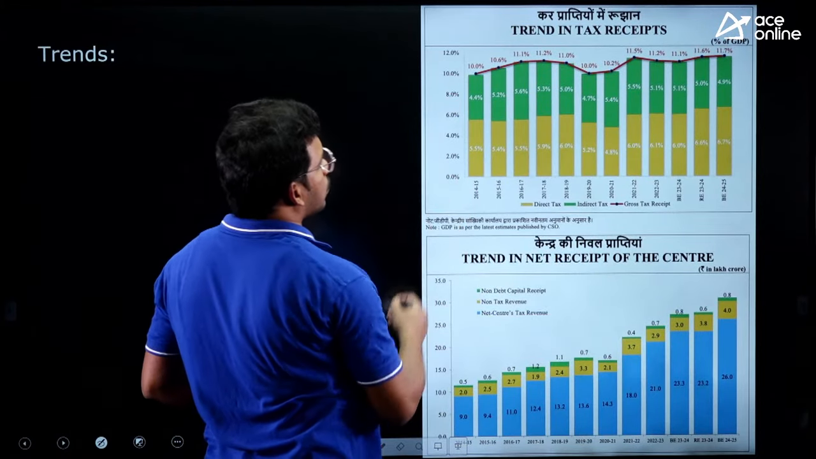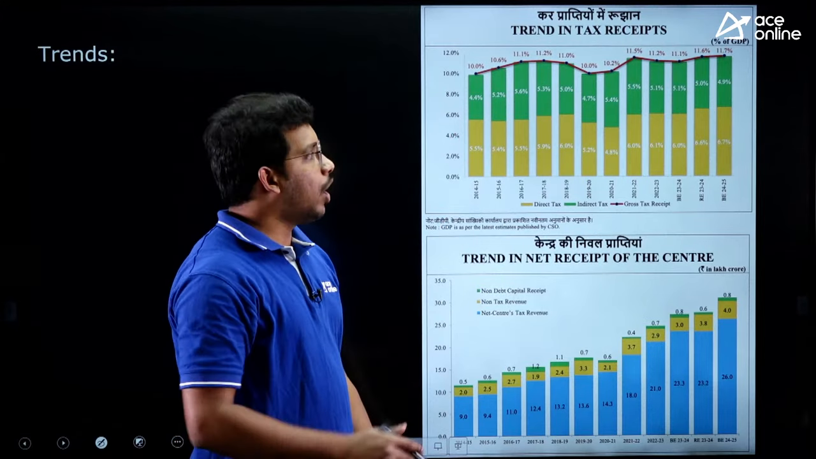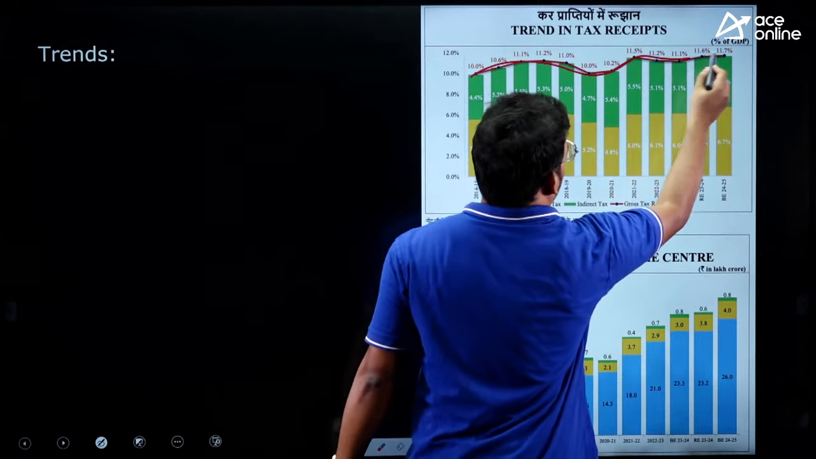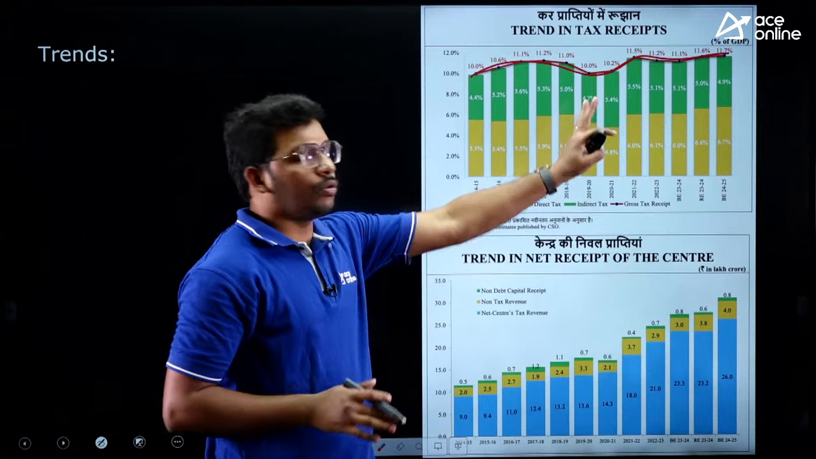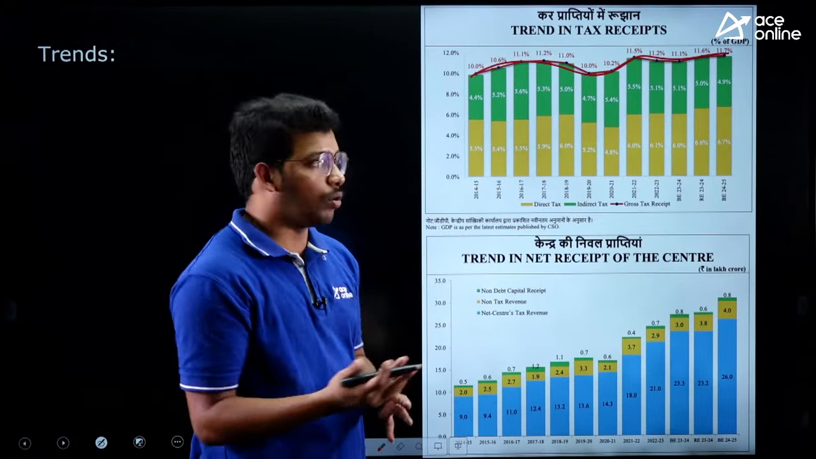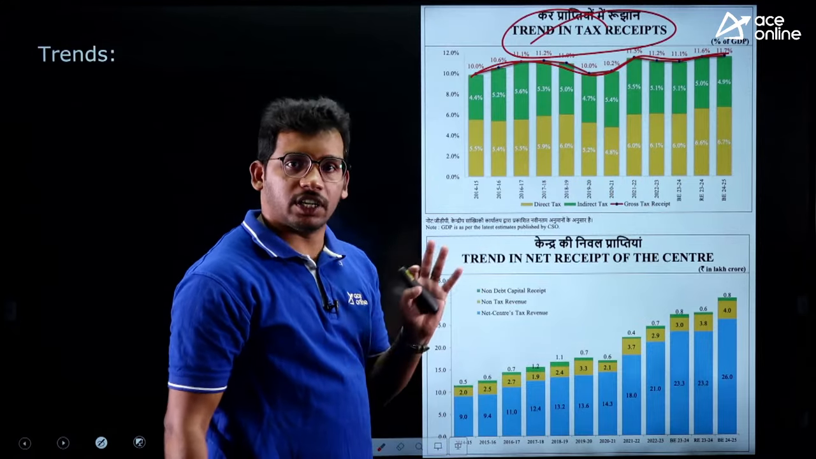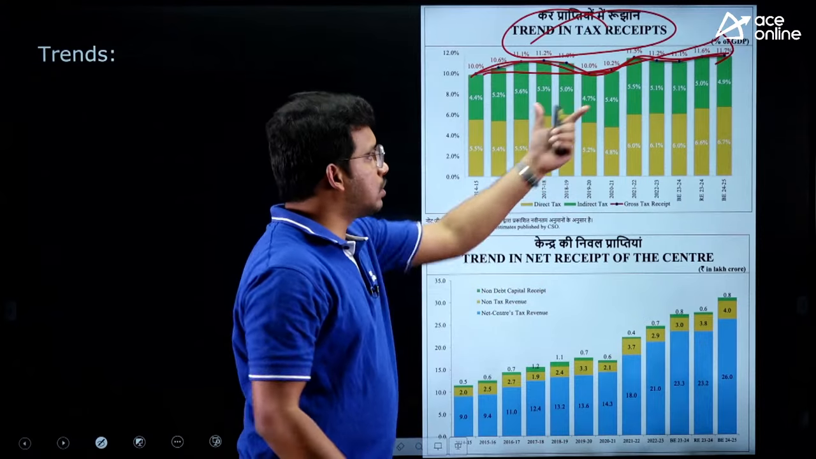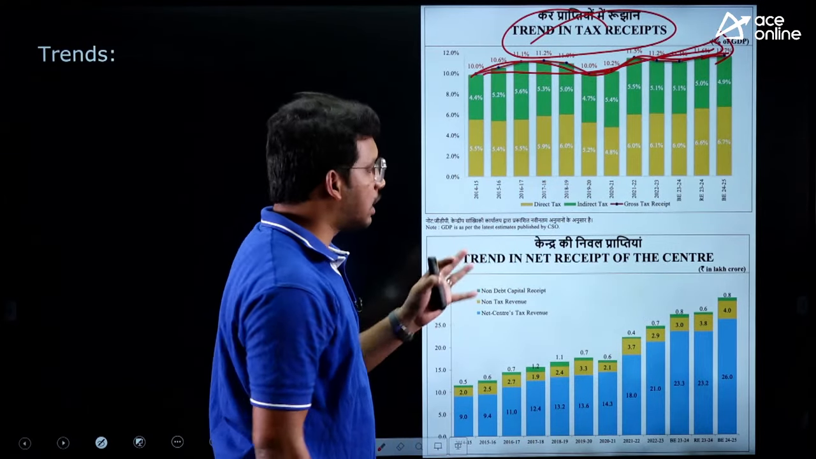Here you can also observe the trends in tax receipts as a percentage of GDP, how much the government is receiving from tax. This is a fluctuating thing. Is it better to have more or less? Tell me. Actually, you should have more. The government needs to get more taxes as a percentage of GDP. The government is trying to increase it, which is a good sign from this year, 2019-20. The government is getting more taxes.